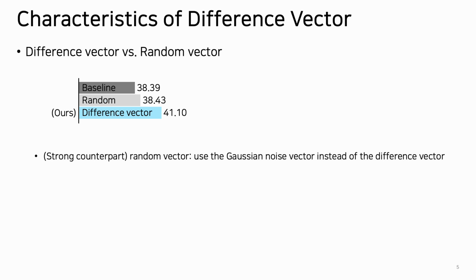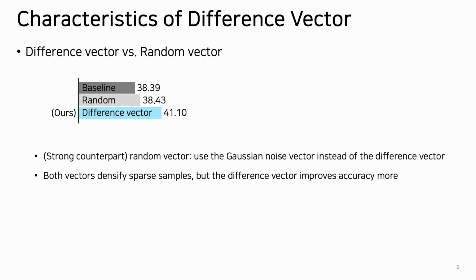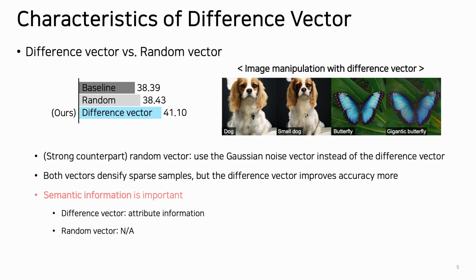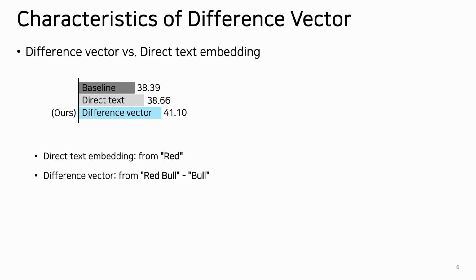From this section, I'll present the characteristics of the difference vector. First, we compare our difference vector and the random vector as a strong counterpart in the sense of sample densification. The results show that the accuracy of the difference vector is higher than the random vector, although both vectors densify sparse samples, which demonstrates that the semantic information is important. Because, as shown in the image manipulation results, the difference vector embeds semantic attribute information, but the random vector does not.